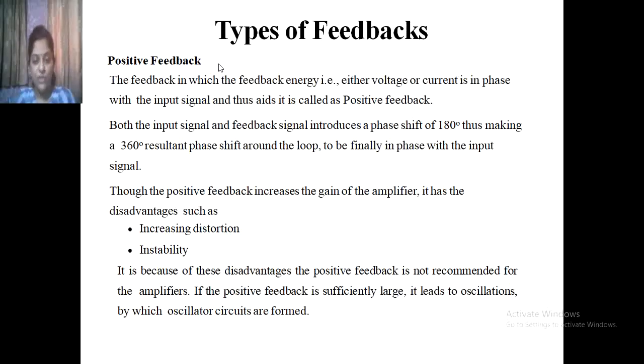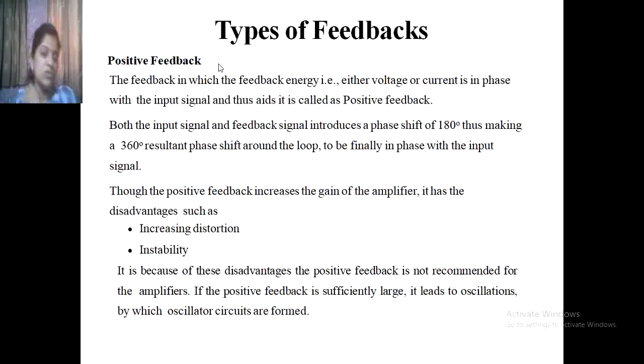Though the positive feedback increases the gain of the amplifier, it has disadvantages such as increasing distortion and instability. Because of these disadvantages, positive feedback is not recommended for amplifiers. If the positive feedback is sufficiently large, it leads to oscillations, by which oscillator circuits are formed.